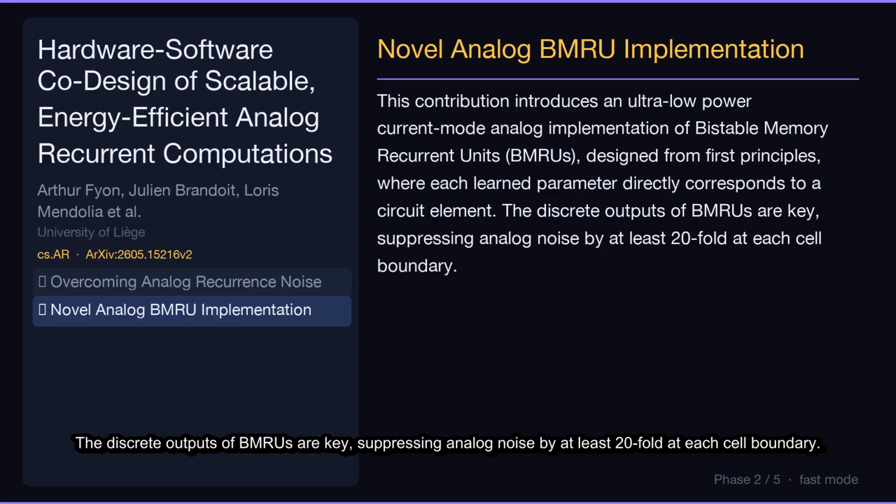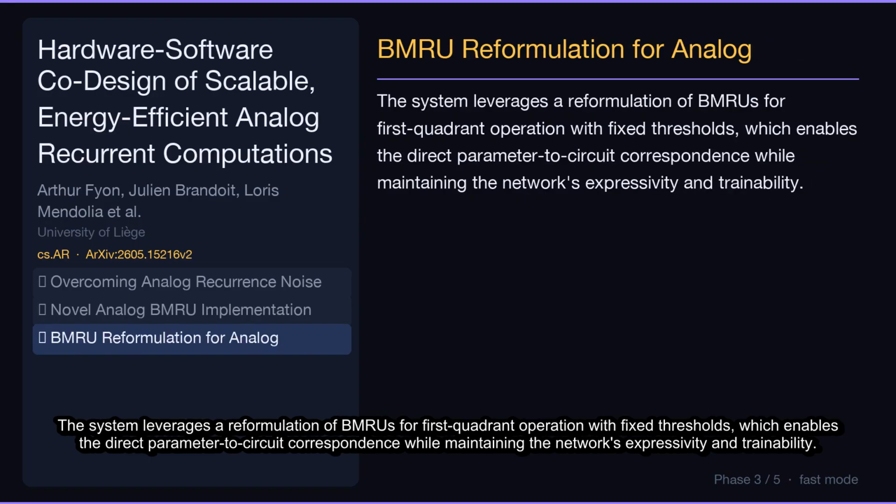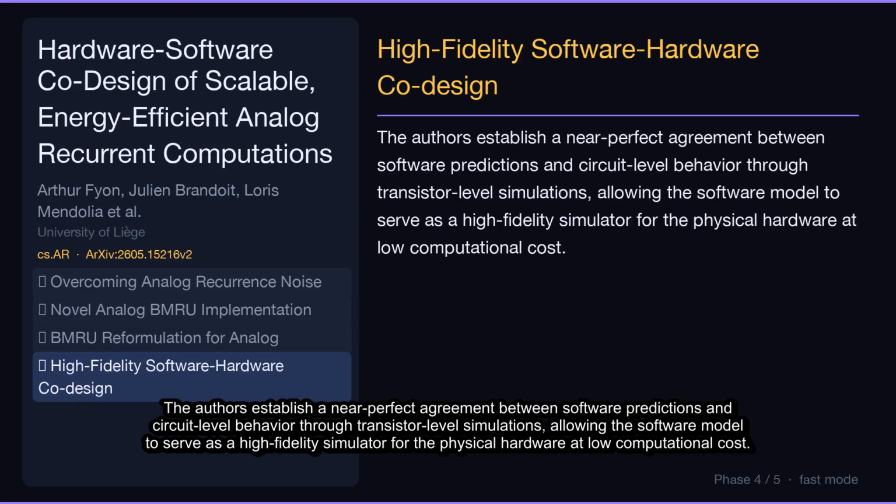The discrete outputs of BMRUs are key, suppressing analog noise by at least 20-fold at each cell boundary. The system leverages a reformulation of BMRUs for first quadrant operation with fixed thresholds, which enables the direct parameter-to-circuit correspondence while maintaining the network's expressivity and trainability. The authors establish a near-perfect agreement between software predictions and circuit-level behavior through transistor-level simulations, allowing the software model to serve as a high-fidelity simulator for the physical hardware at low computational cost.